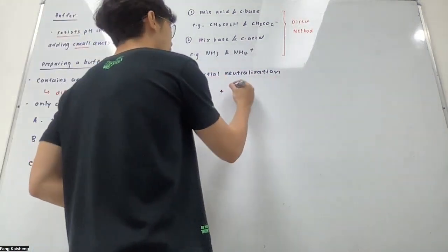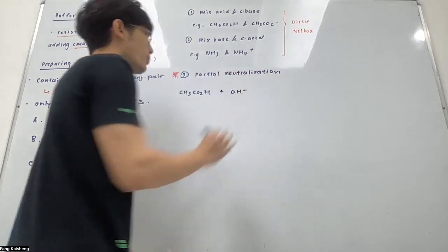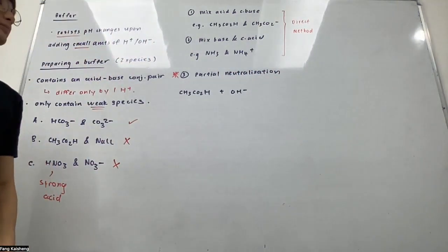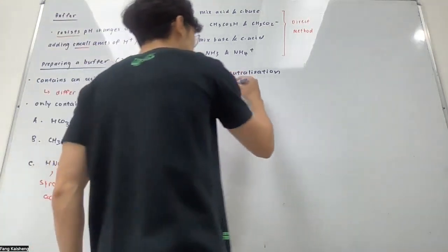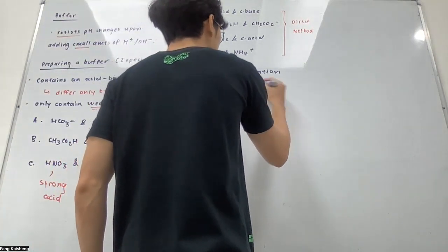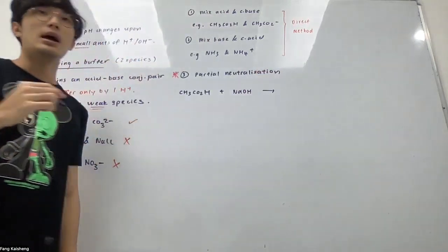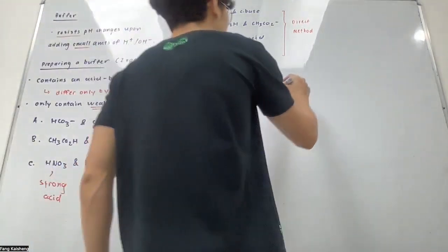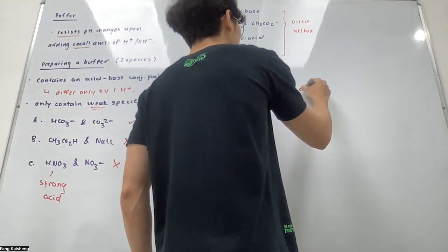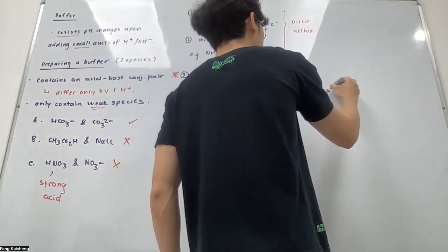So let's just write OH minus. Let's just assume this is the strong base. Let me put NaOH just to clear up any confusion. A very strong base, as we all know. Because when the acid and the base react, I will form my conjugate base, which is right here.